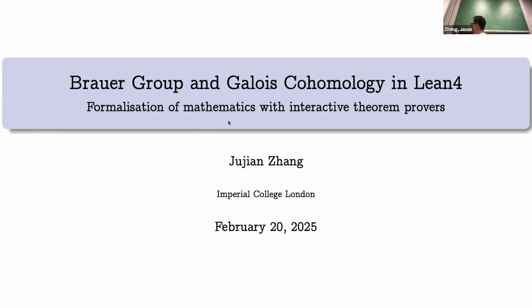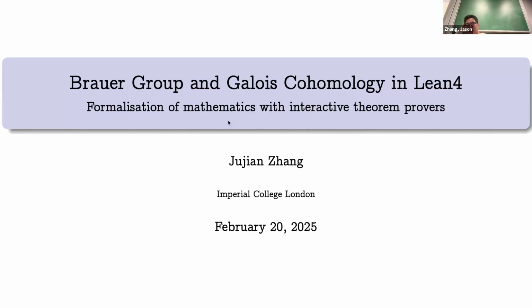So the final goal is, for an arbitrary field K, we want to prove that the Brauer group over K is the same as the second Galois cohomology of the separable closure of K acting on the units of the separable closure.